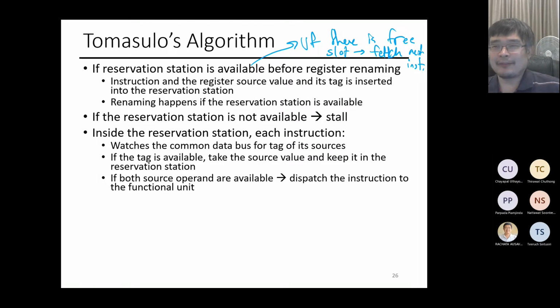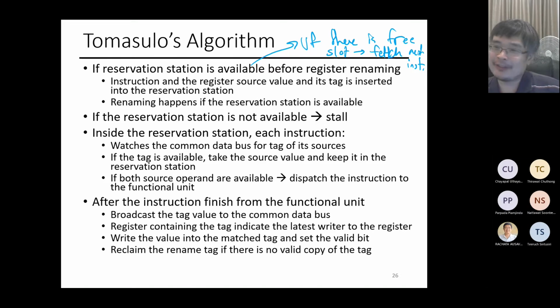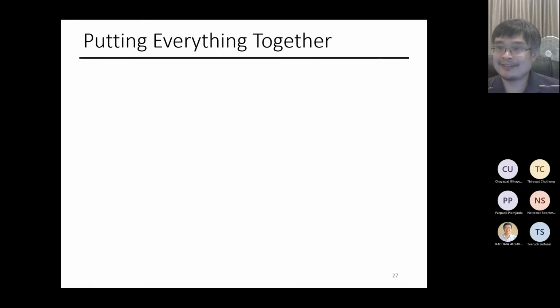Basically, if both inputs are ready, start executing, right? After the instruction finishes in the functional units, then you broadcast saying, hey, who needs tag A? I'm done. Here's the value. That will be replaced everywhere. That's it, right? That's it.